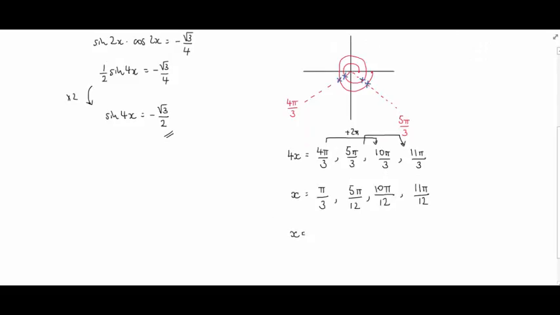So the solutions to the equation are pi on 3, 5 pi on 12, 5 pi on 6, and 11 pi on 12. And there you have it. This is a slightly trickier trigonometric equation, but you can certainly expect slight curveballs like this to pop up from time to time. See if you can review that and try it again on your own.